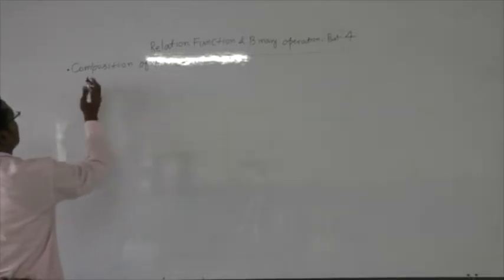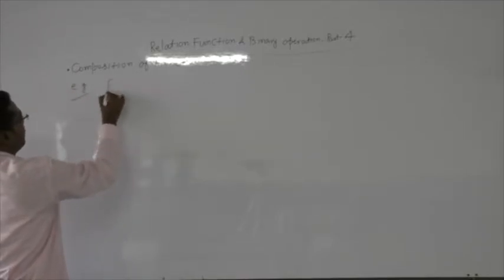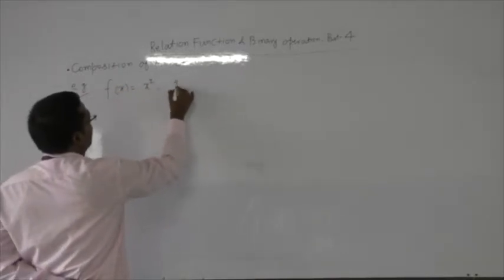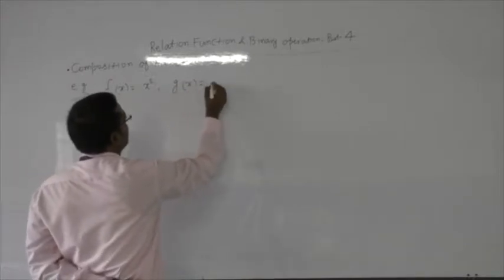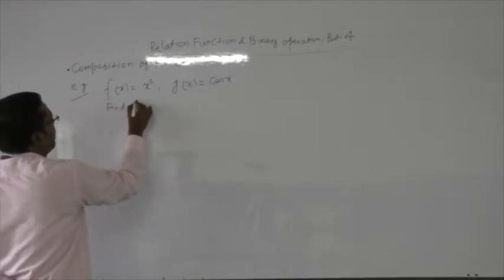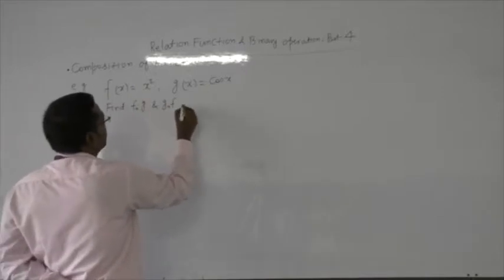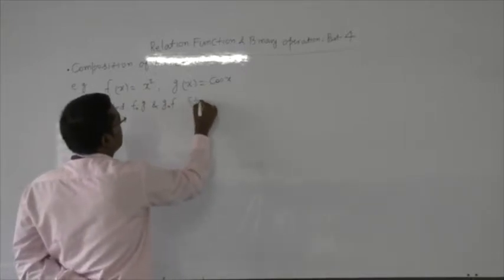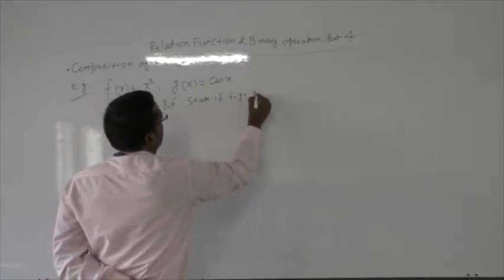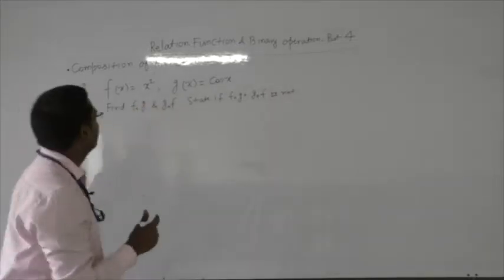Now see some examples. Suppose we have a function f of x equals x squared and g of x equals cos x. The question is saying find g of f and f of g, and state if f of g equals g of f or not. Suppose this is the question.